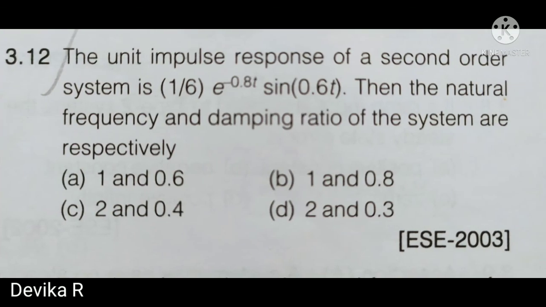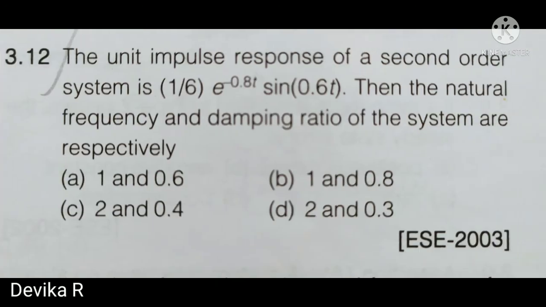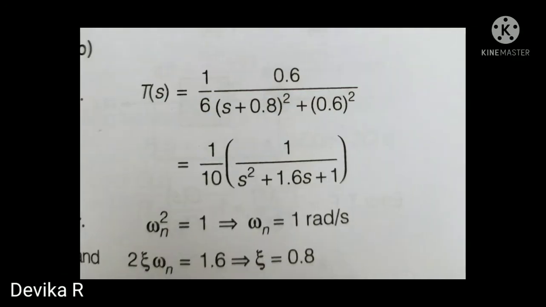Then the 1 by 6 part, we put this value, since it is already given in the impulse equation. Then simplify these equations and we get a second order characteristic equation. Then find omega n squared, and from there we can find the delta value. First, definitely you have to know the transform of e power minus at sin bt, which is b divided by (s plus a) the whole square plus b square.